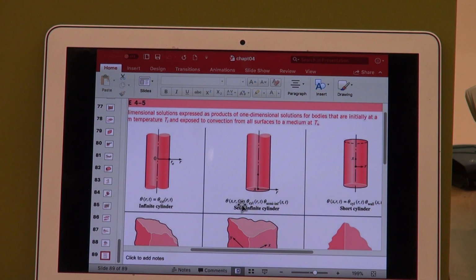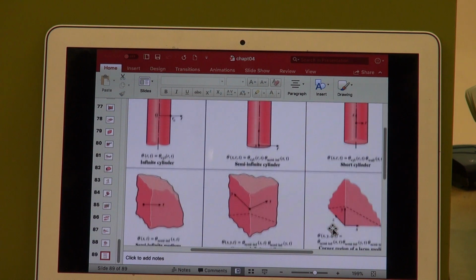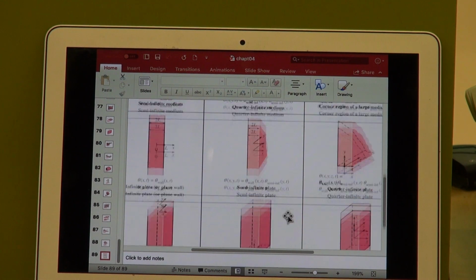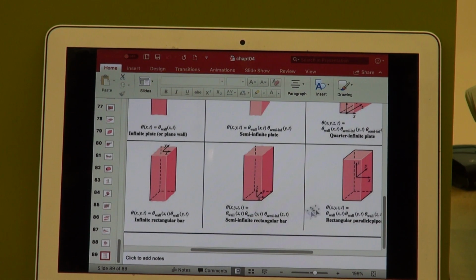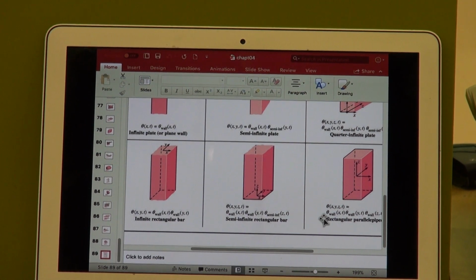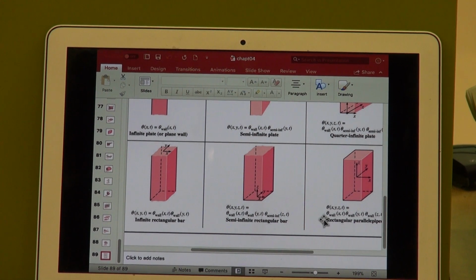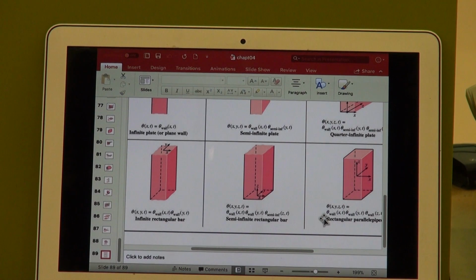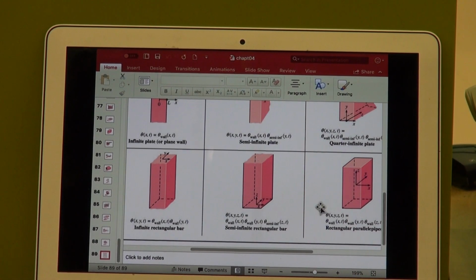What is called the infinite cylinder, the semi-infinite cylinder, there's the short cylinder, and there the solution is in terms of non-dimensionalized format. And there are different types of corners that can be generated, and different types of geometries. Okay. Your textbook is not complete, there's more solutions available, but these are some of the important ones that you can take note of.